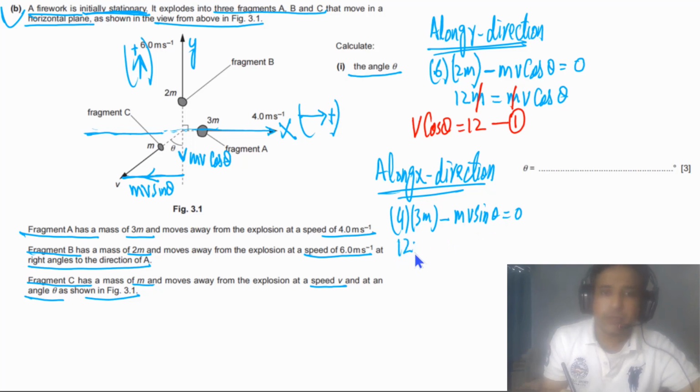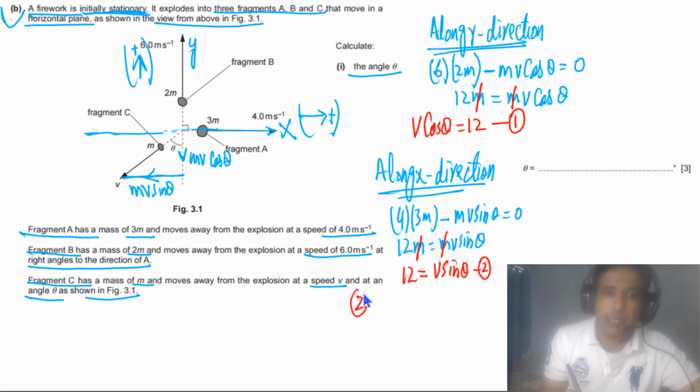From here we can say this is 12m, that is equal to mv sine of theta. We can cancel m with m, so we are left with 12 equal to v sine of theta. We can say this is the second equation.